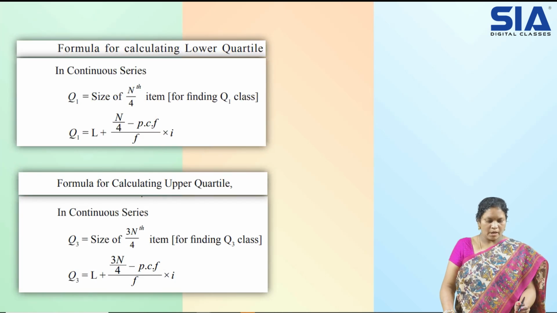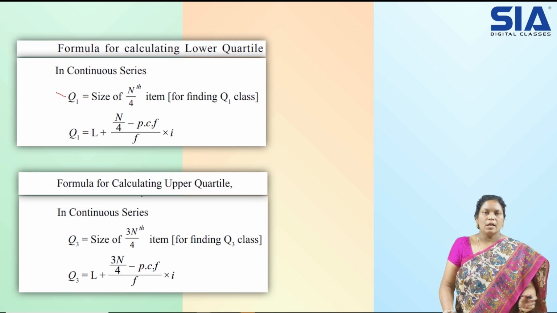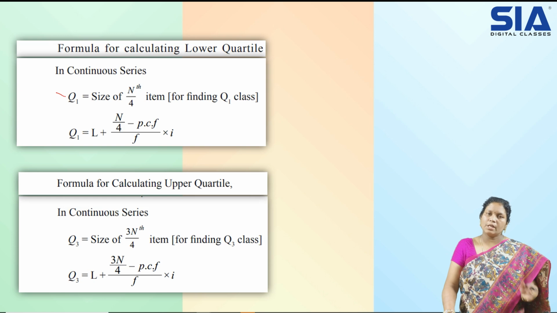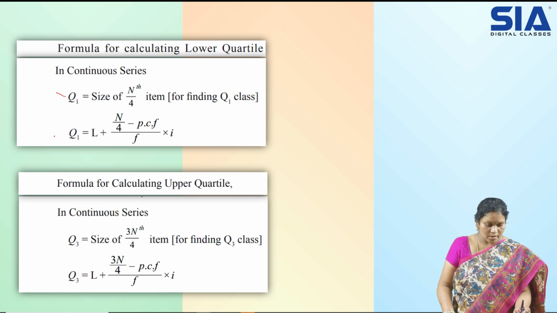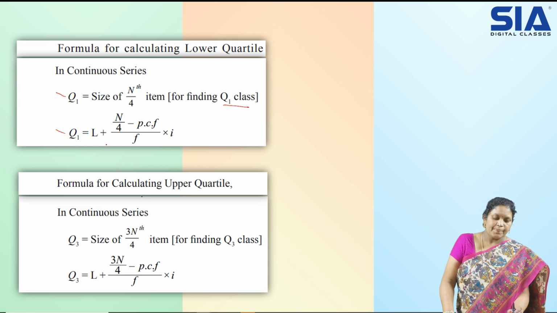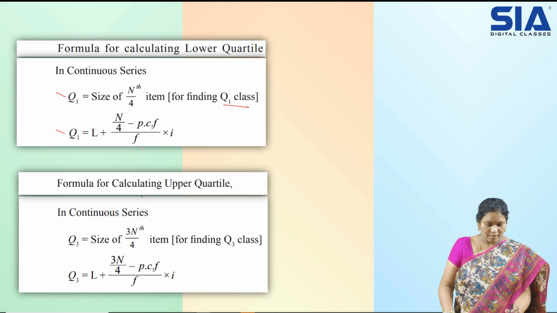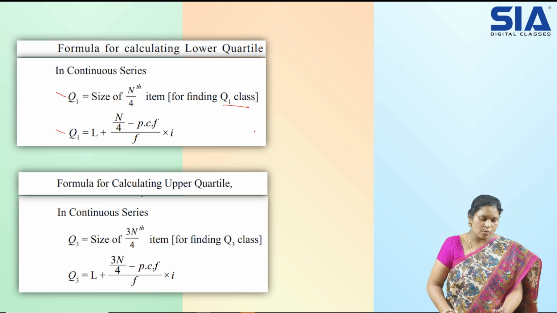So this is how the formula will go on. To find Q1, the size of the n by 4th item will be considered, that is for finding the Q1 class. The Q1 class will be obtained first. Based on that Q1 class, we will obtain all other values just to obtain Q1. Now check out how it will go on. After obtaining this Q1 class, from that particular class we will obtain L plus n by 4 minus PCF by F into I. Now what is L? L means the lower limit of the class where the Q1 class lies.